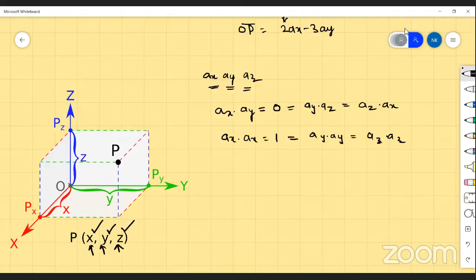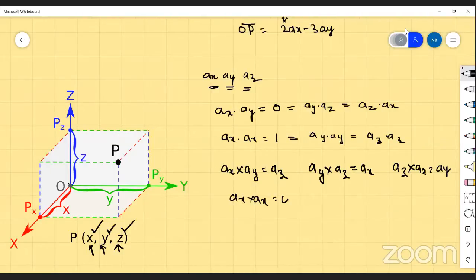Suppose you apply the cross product: ax cross ay is equal to az. Ay cross az is equal to ax. Az cross ax is equal to ay. Ax cross ax is equal to 0.